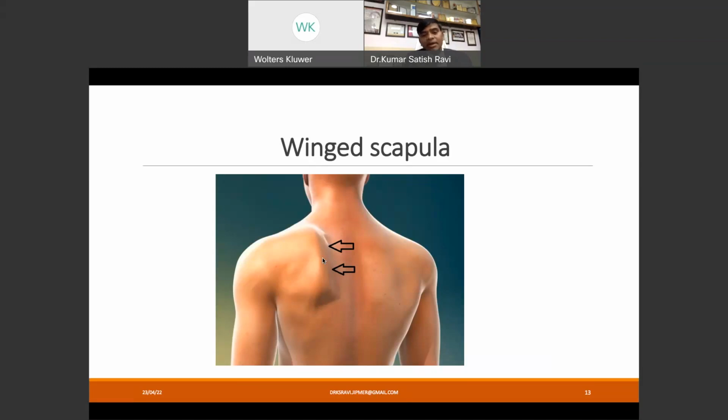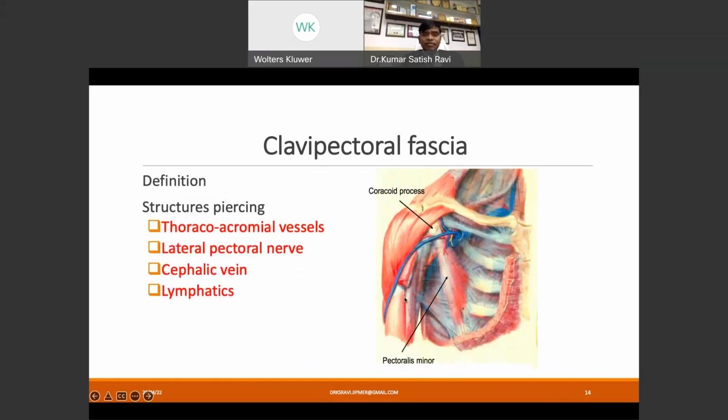Now coming to the clavipectoral fascia. As the name itself suggests, it extends from the clavicle. It is a strong sheet of fascia deep to the clavicular head of the pectoralis major, and it stretches from the pectoralis minor to the clavicle. On the inferior surface of the clavicle there is a subclavian groove, and on the margins of the subclavian groove you will find the attachment of this clavipectoral fascia.